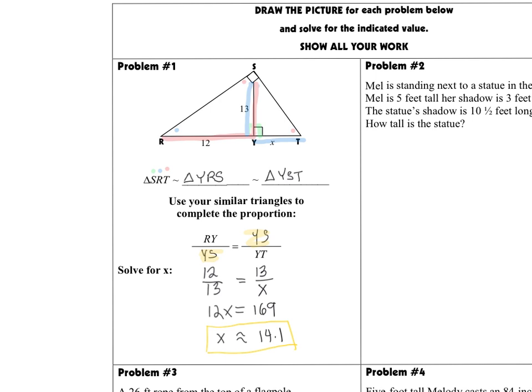What we can see then is that the proportion that we're looking for is that RY is going to be in proportion to YS, and that's going to equal YS to YT. YT is the part that we don't know, so that is our X. If we fill in the other numbers there and we cross multiply, we get 12x equals 169, and divide that, and we're going to get that X is approximately 14.1.